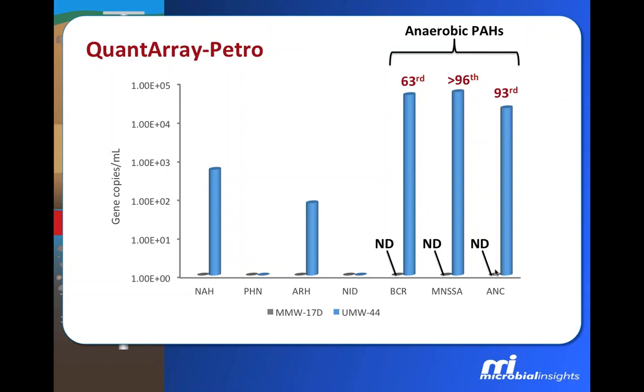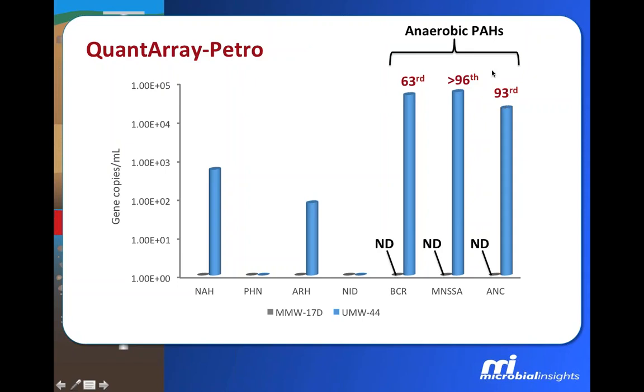Since naphthalene was a key contaminant of concern at the site, the anaerobic naphthalene carboxylase gene, this ANC that you see here, was detected in groundwater samples from UMW44, and if you remember, that's our down gradient location, at a concentration of 10 to the 4 cells per mL. In addition, the gene responsible for methyl naphthalene degradation, this MNSSA, was also detected, as well as a gene involved in initiating breaking the aromatic ring during anaerobic biodegradation, this BCR gene, which was also detected at high concentrations.